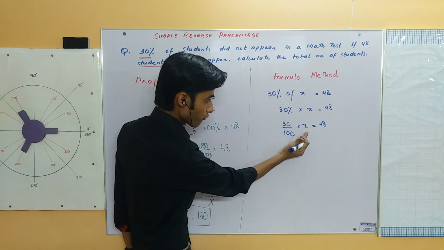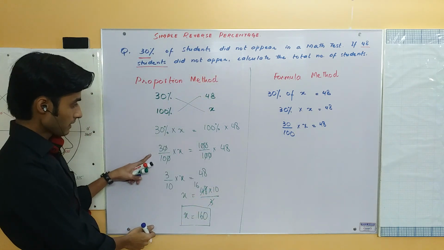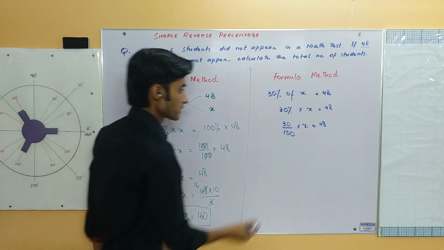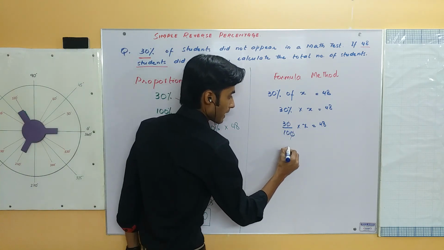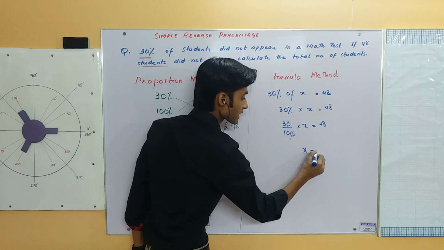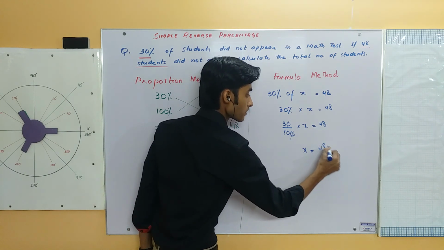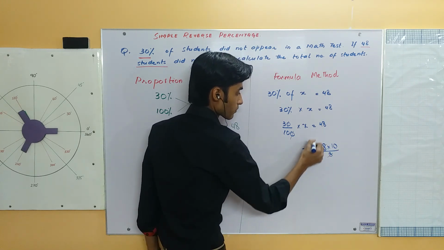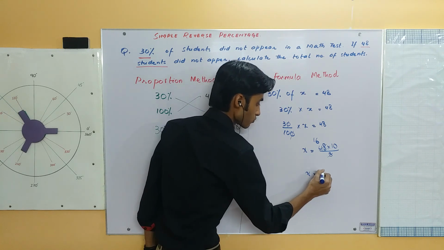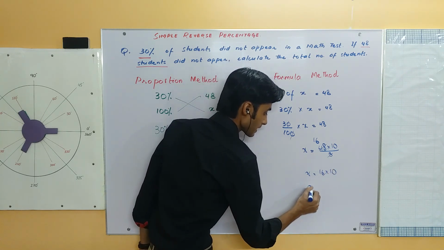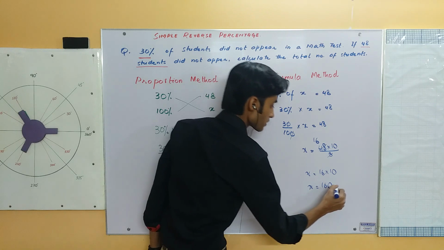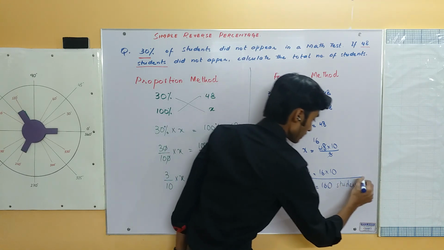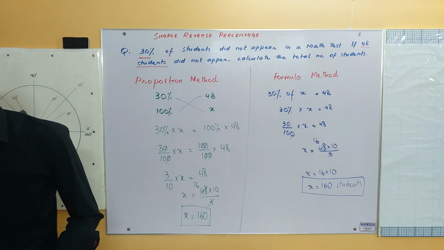30% can be written like this. I want to find out x, so I'll repeat this thing. You can see they are almost identical. I'll cancel this 0 with this, and then they both will go over there. Only x will remain here. 48 multiplied by 10 upon 3, and 3 sixteens are 48. x is equal to 16 multiplied by 10. x is equal to 160 students overall. Is that okay?